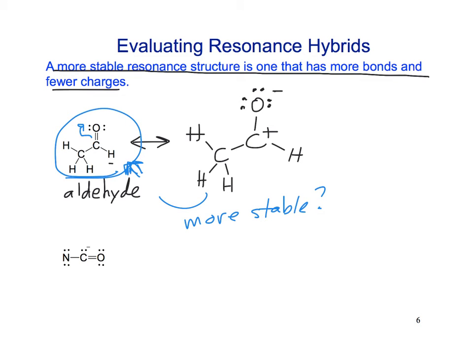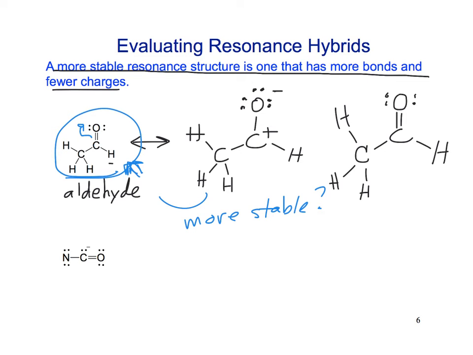All right, so the true structure is a weighted hybrid of the individual resonance contributors. The true structure will look more like the structure on the left because that's more stable, but that doesn't mean that the structure on the right will not have some contribution. So we could draw the resonance hybrid looking something like this. And I'm going to go ahead and draw the double bond because that's by far the more stable structure.